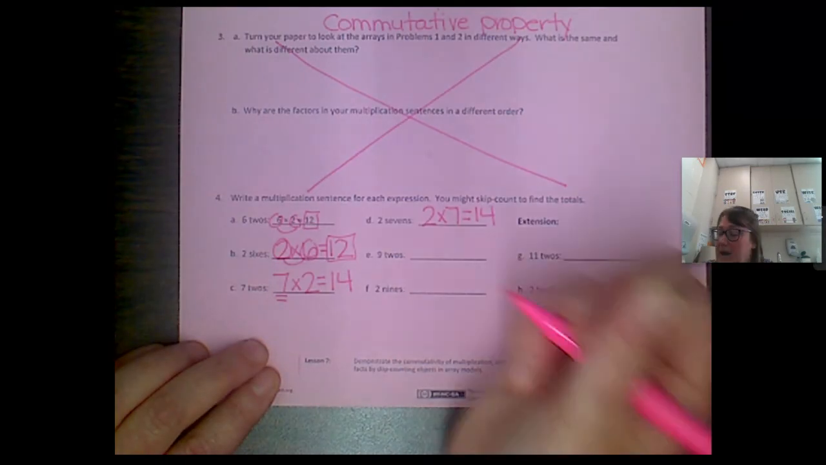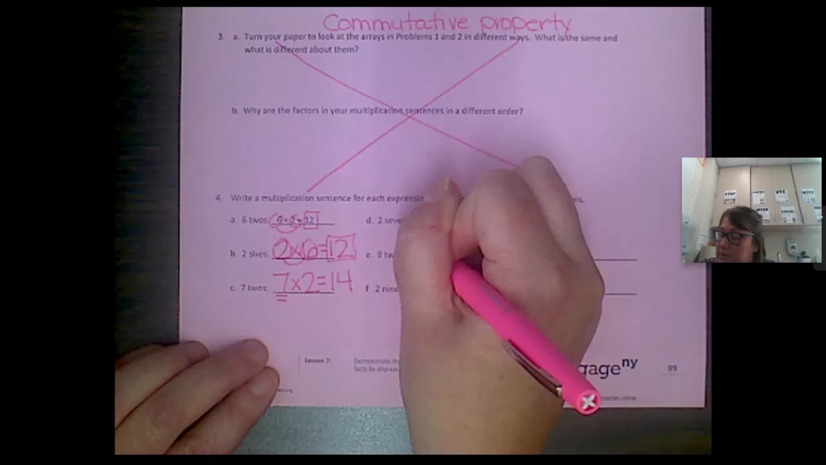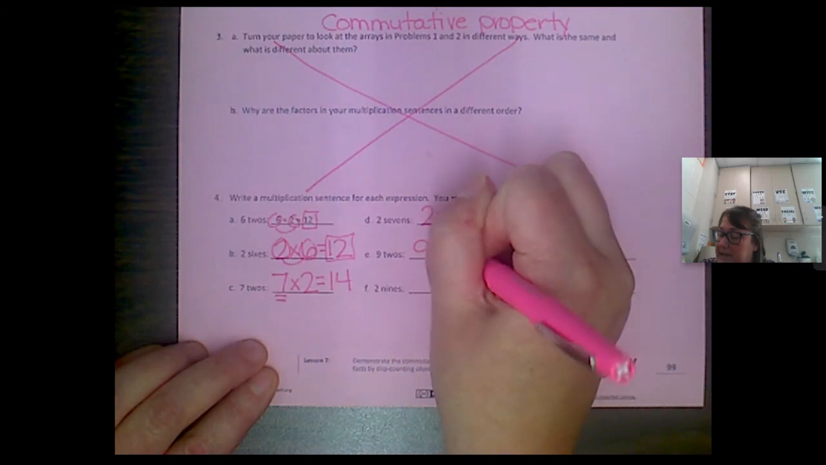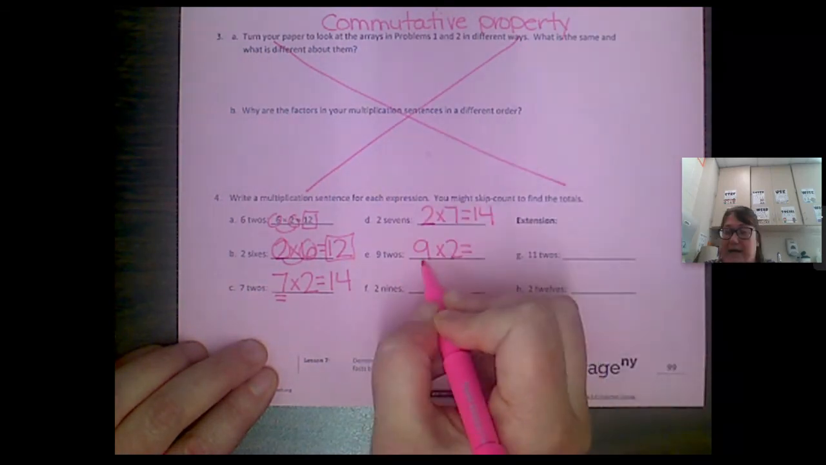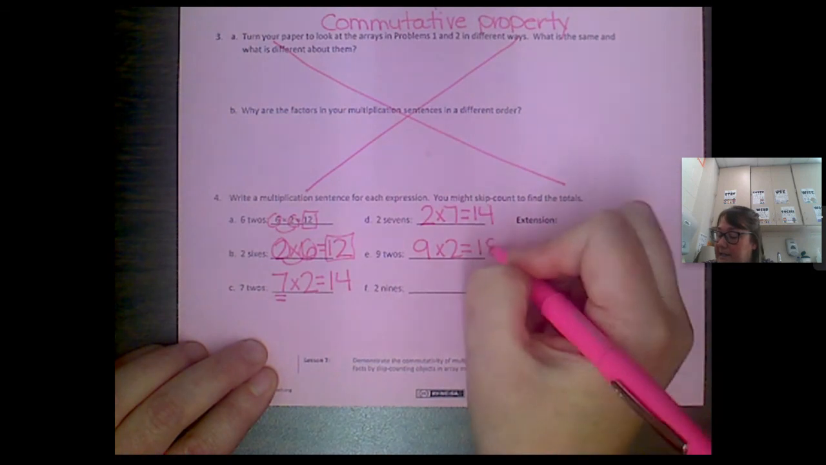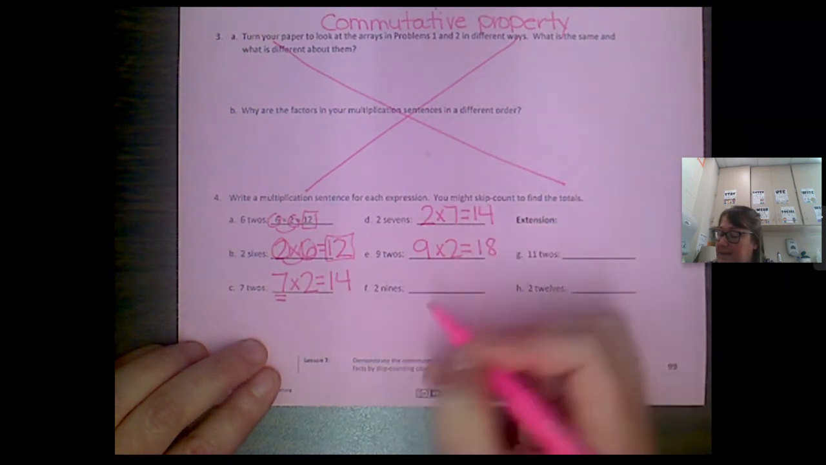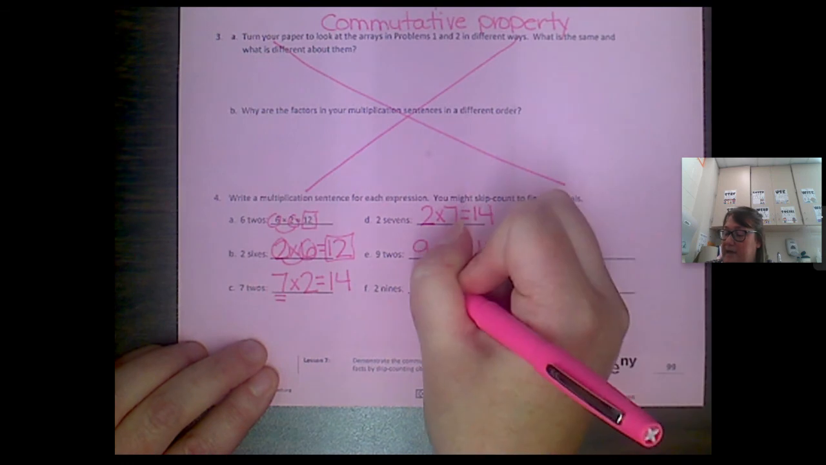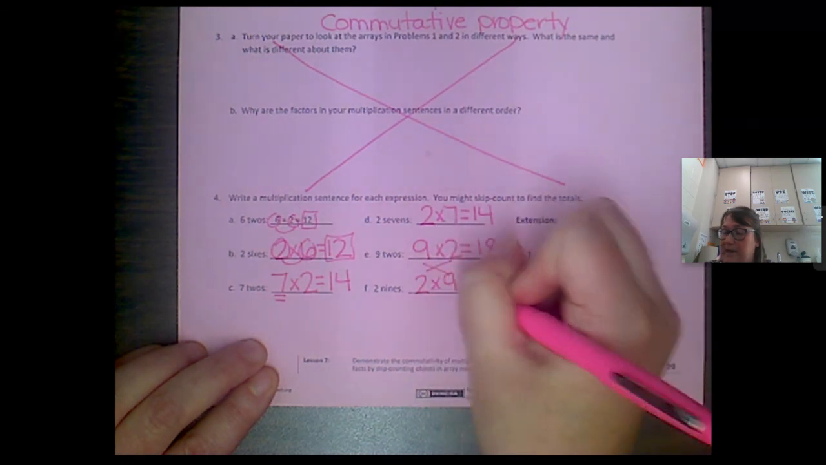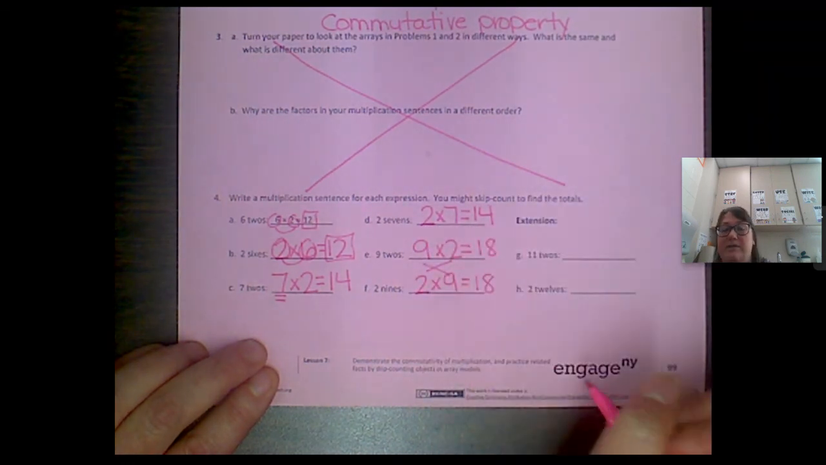So when you are back with me, 9 2s, 9 times 2, and all I'm doing, since I'm multiplying by 2, I double that 9, and I get 18. 2 9s is 2 times 9. It's the same thing, right? It still equals 18. They're the same numbers, just flip-flopped.